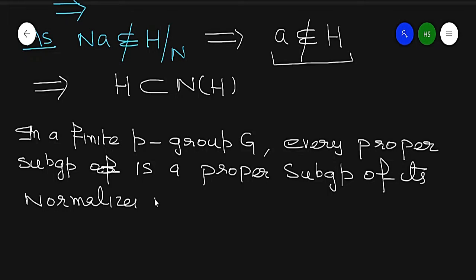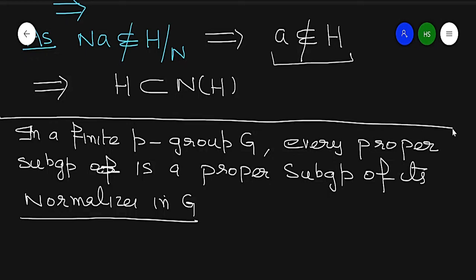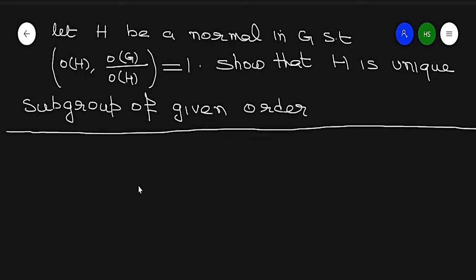Normalizer of H in G. So this is the second statement of this group. We have H, a proper subgroup of a group G, and we prove that it is also a proper subgroup of the normalizer of H. So H is again a proper subgroup of its normalizer of H.